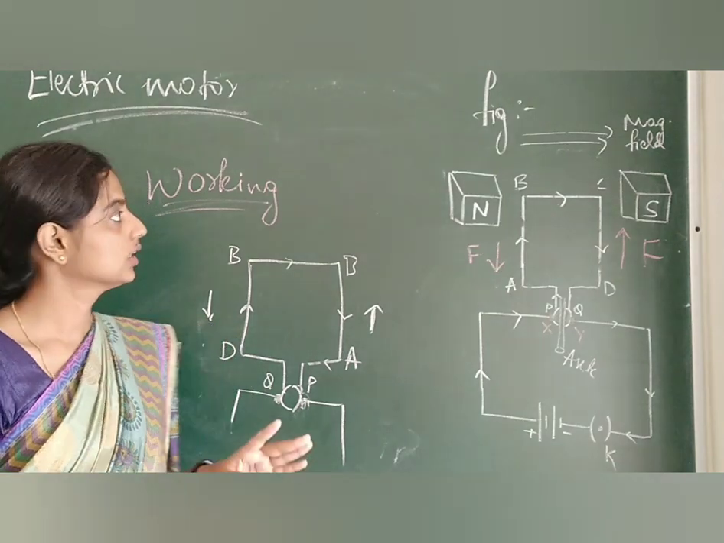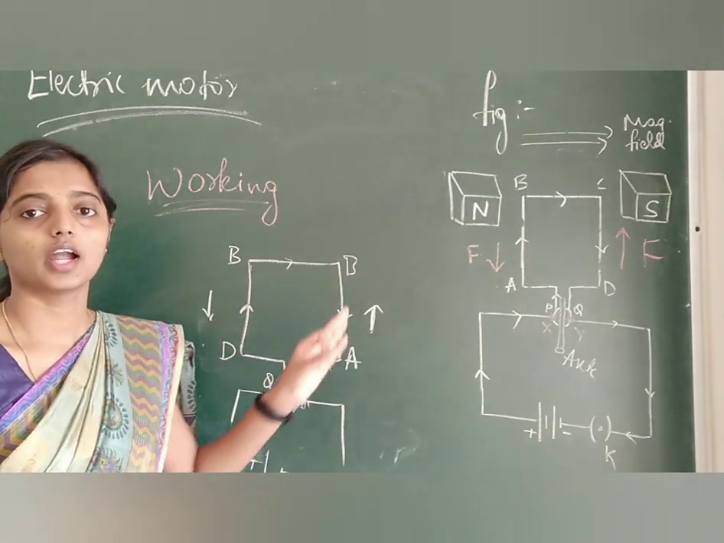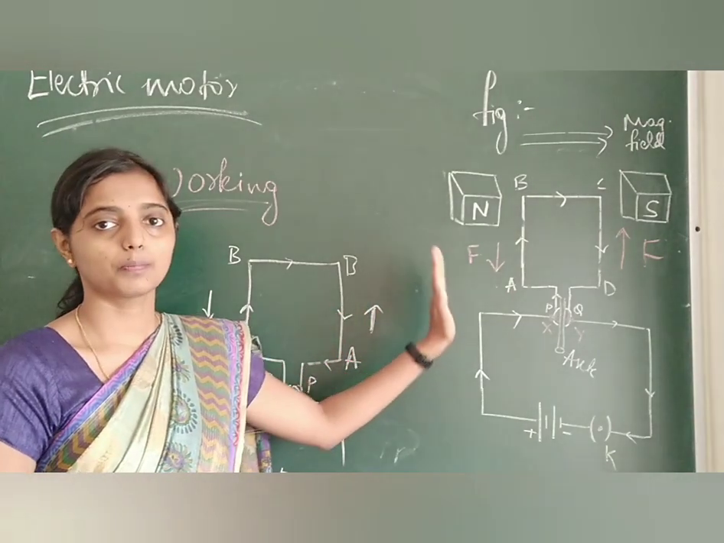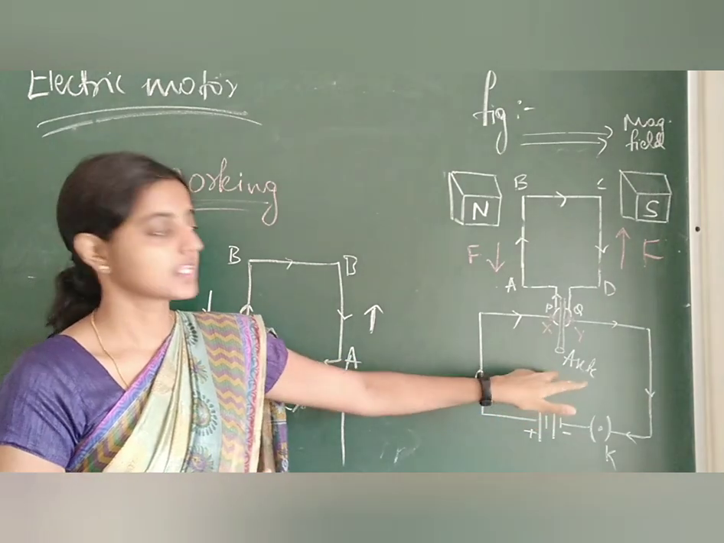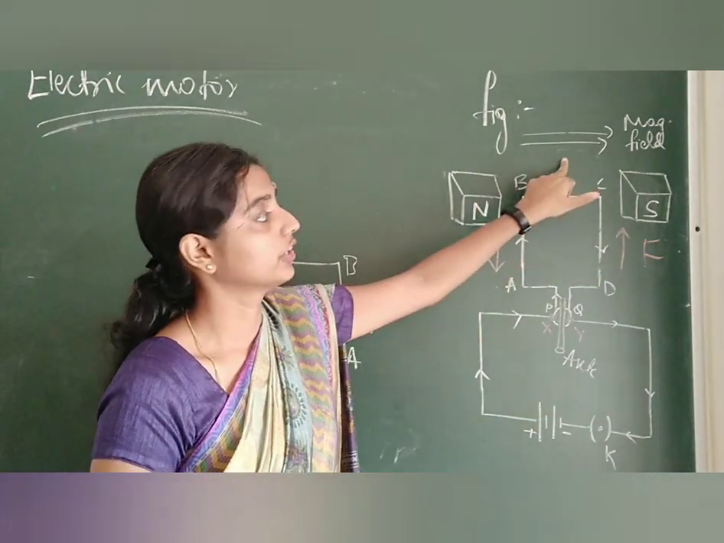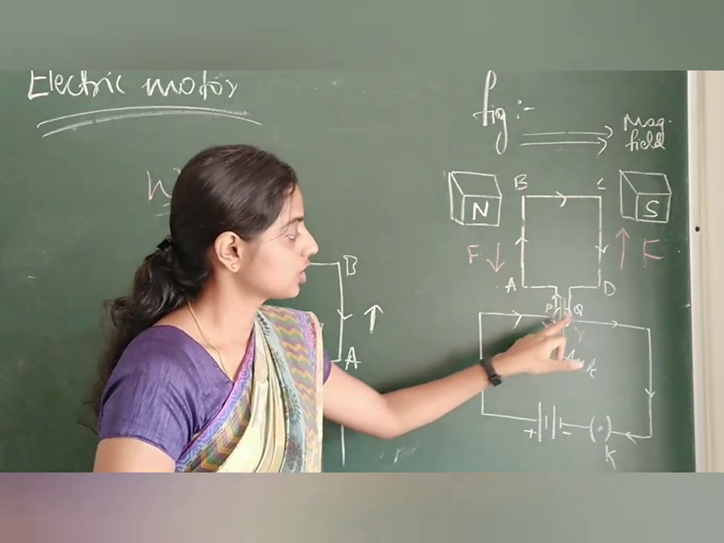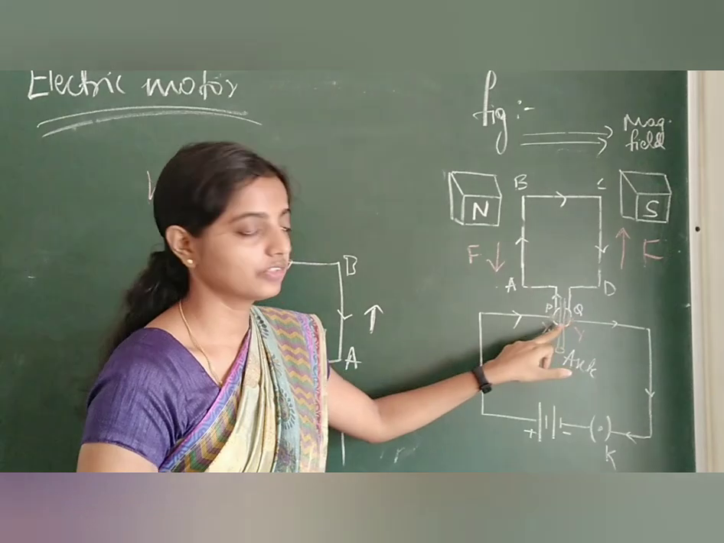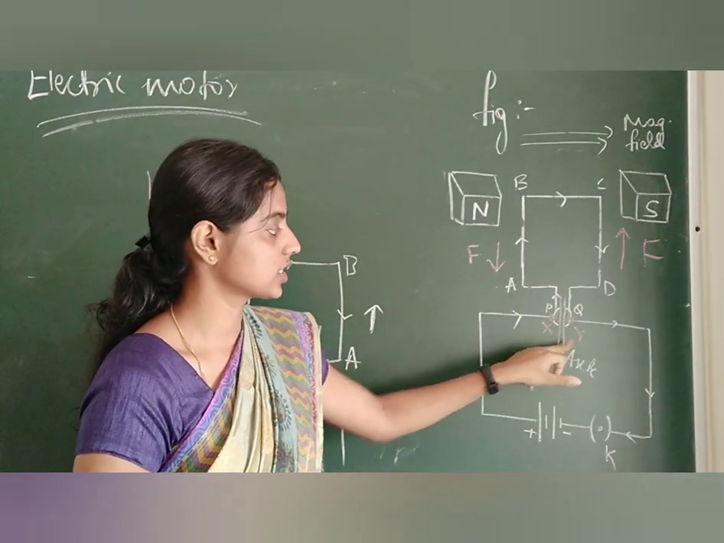So this is what we learned. Principles are also important, and how we construct it is also important, and the working. Don't forget, you need to draw the exact diagram, showing the direction of the magnetic field and our coil which is connected to the split rings, that is P and Q, and we have stationary brushes X and Y.